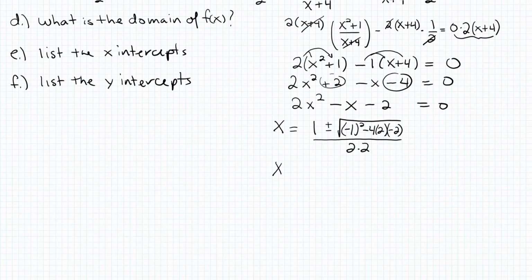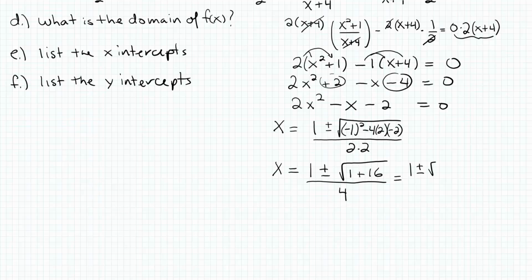Cleaning up that arithmetic a little bit, we end up having 1 plus or minus the square root of 1 plus 4 times 2 times 2, or in other words, 16. The reason why it's plus is, remember, we had 2 negatives there. Negative 4 times negative 2 gives you positive 8, and then 2 times that gives you positive 16. And of course, that'll all be over 4. So continuing with the simplifying, we get 1 plus or minus the square root of 17, over 4.